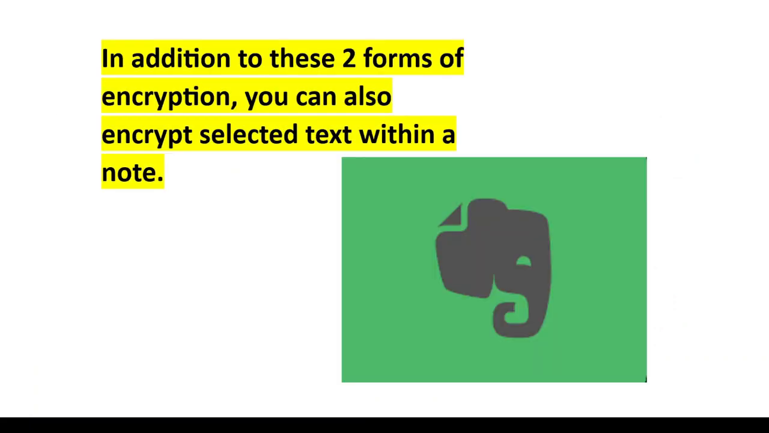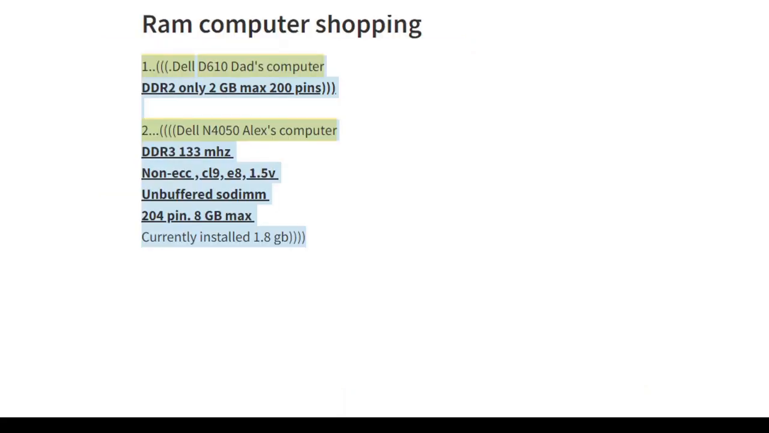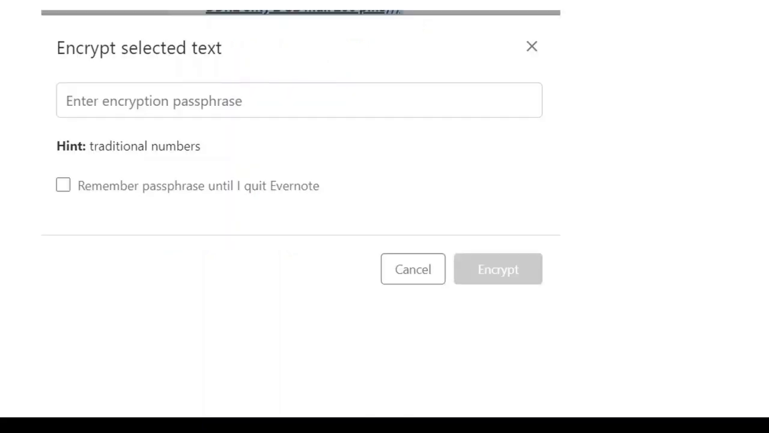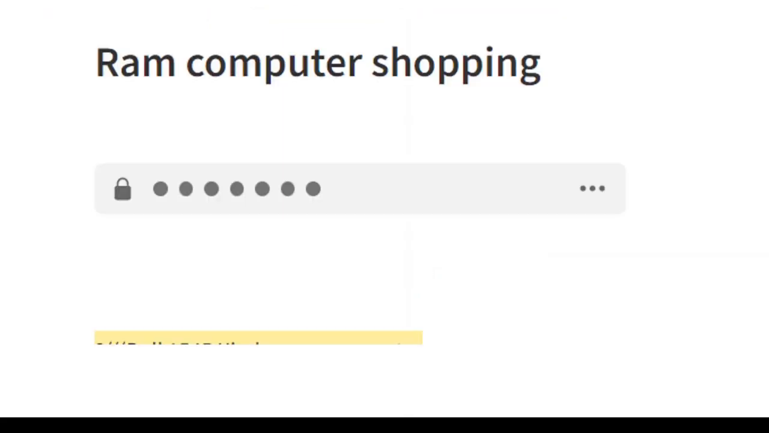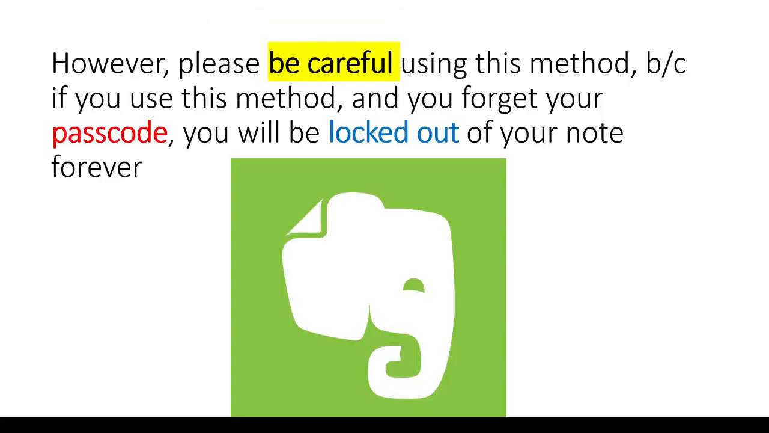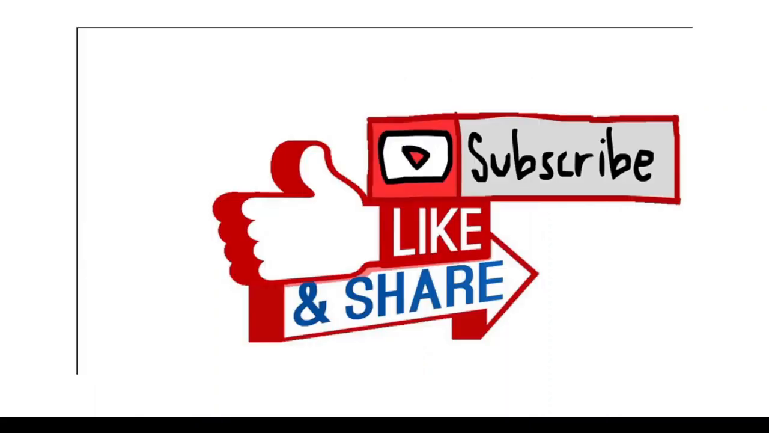In addition to these two forms of encryption, you can also encrypt selected text within a note. You simply highlight the text within a note you would like to encrypt, right-click it, and you'll see an option to select a passphrase. Then your note is encrypted. However, please be careful using this method, because if you use this method and you forget your passcode, you will be locked out of your note forever.